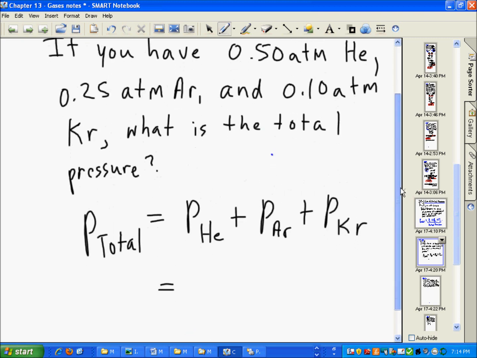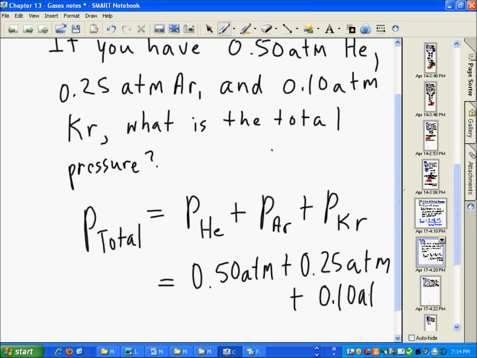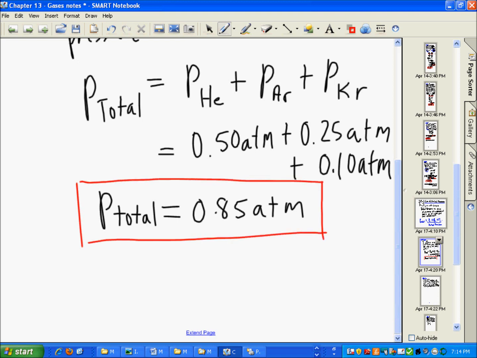So it should be 0.50 atm plus 0.25 atm plus 0.10 atm. And what did you get again, Tamara? 0.85 atm is correct. So that one was fairly straightforward.